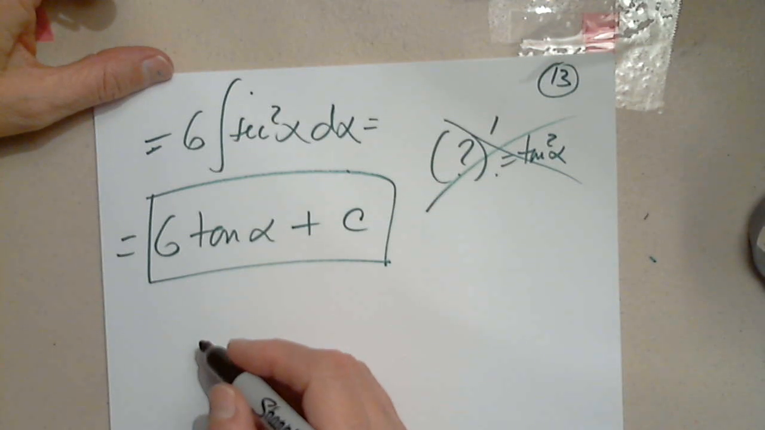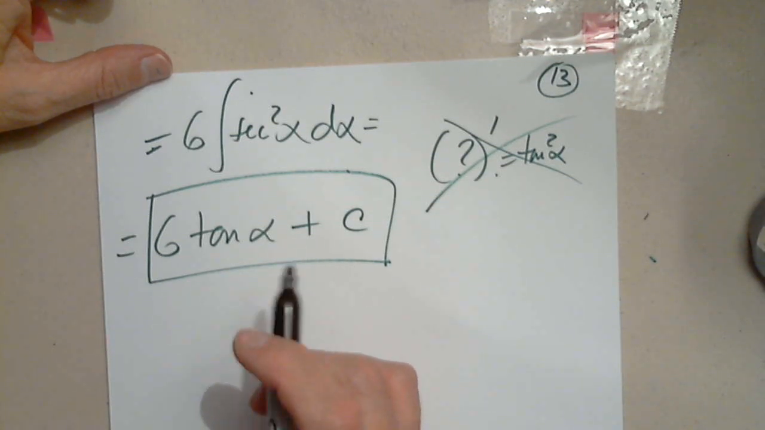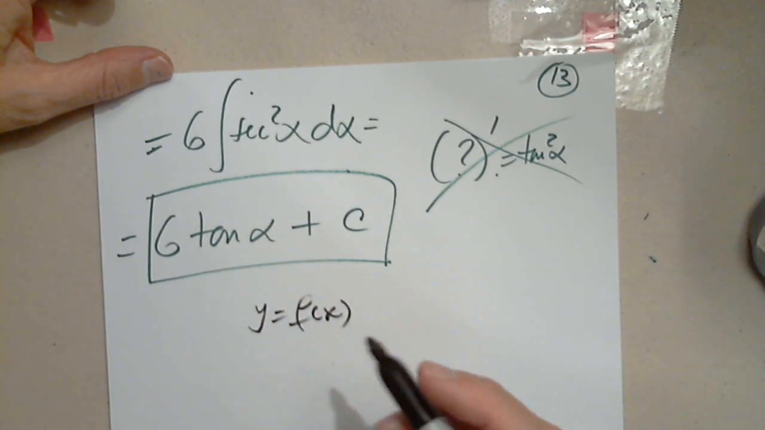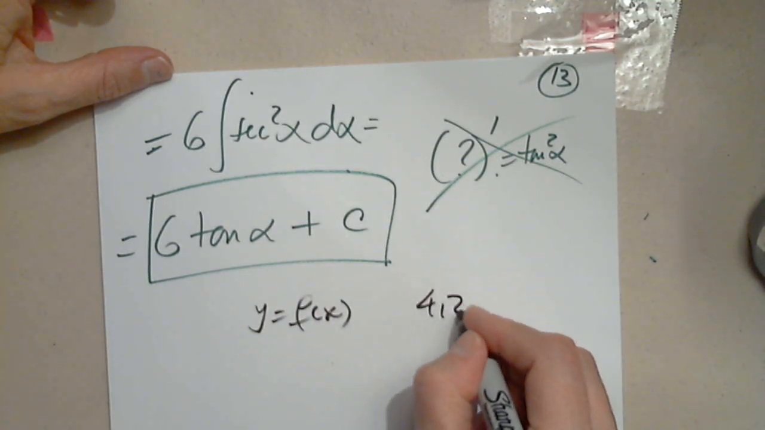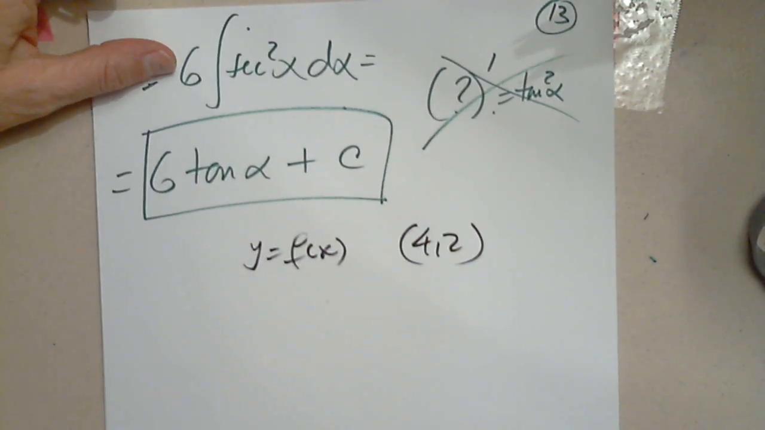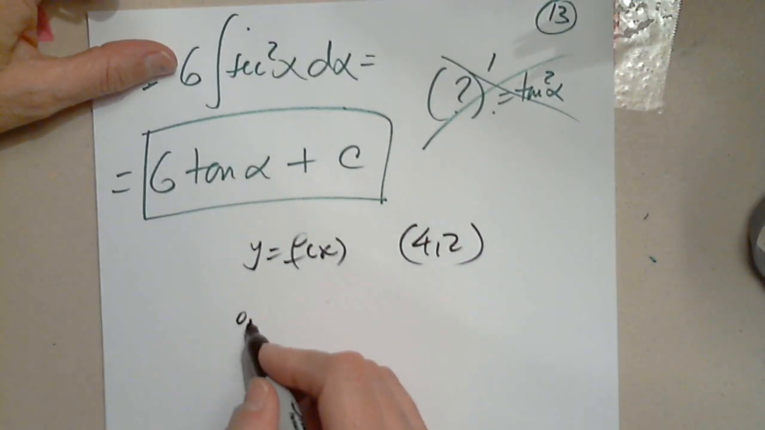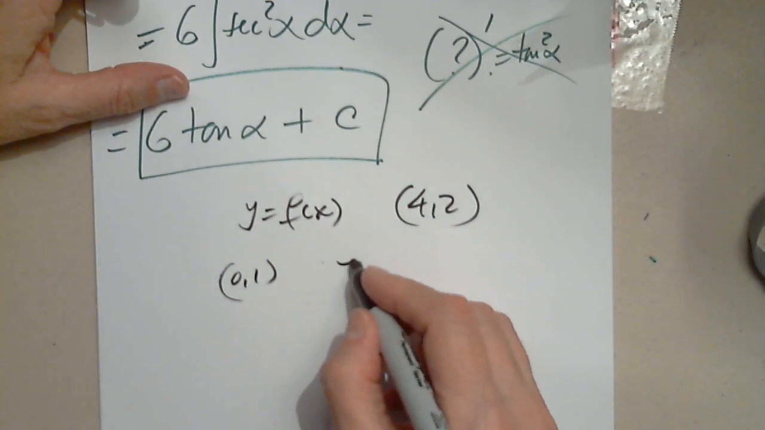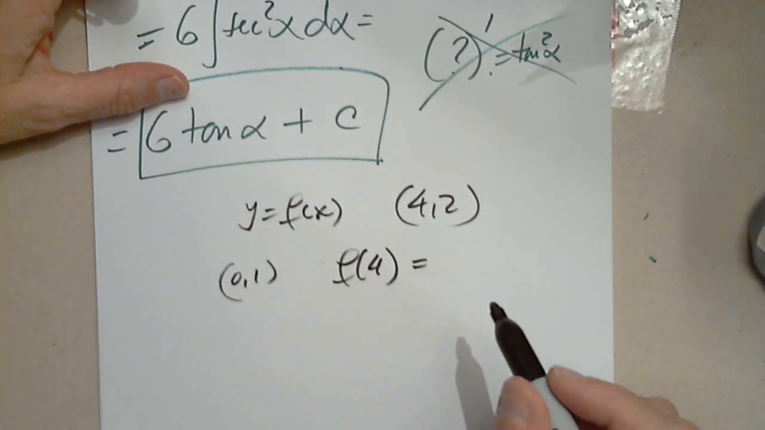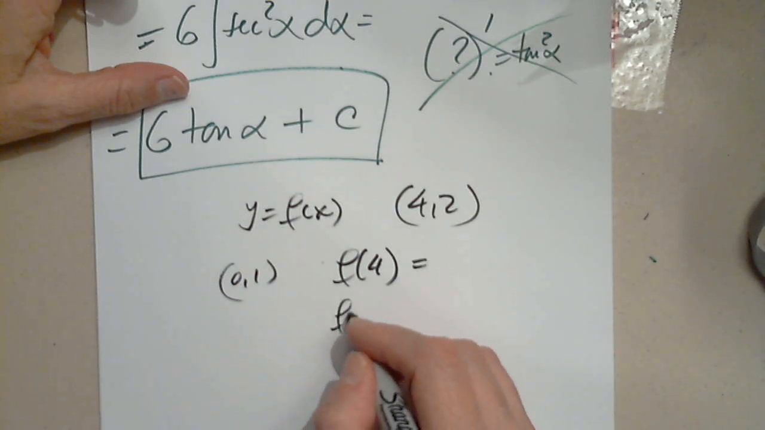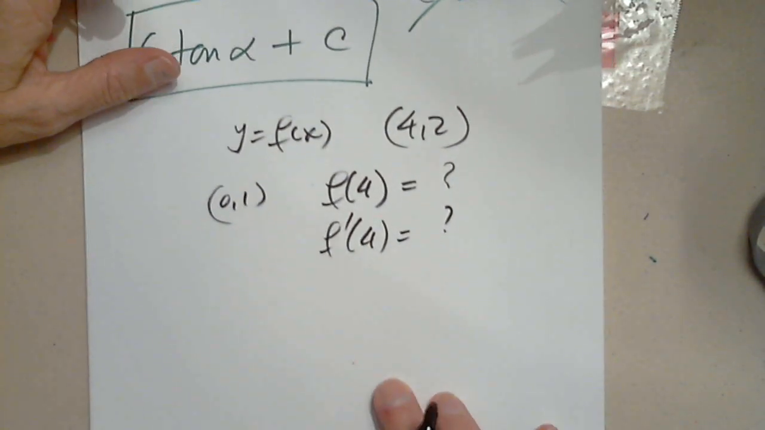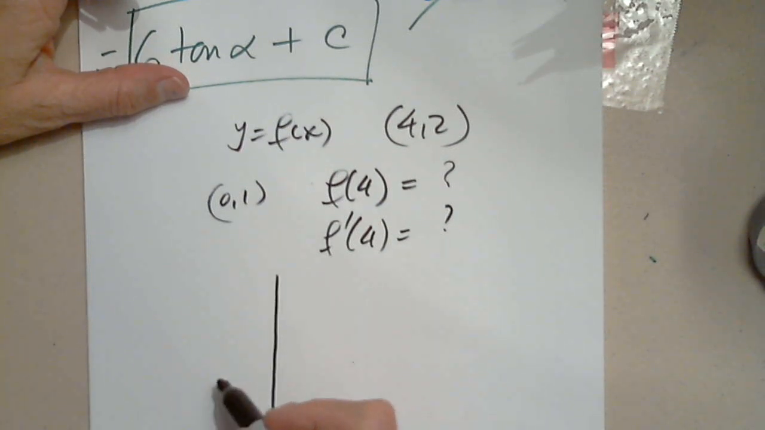Chapter 2: if the tangent line to y equals f of x at the point (4, 2) passes through the point (0, 1), find f of 4 and f prime of 4. So I guess it's asking, what do those equal? Very good. So here's the situation.